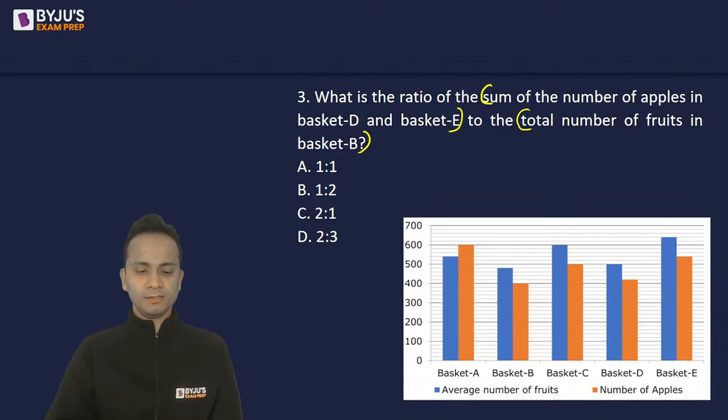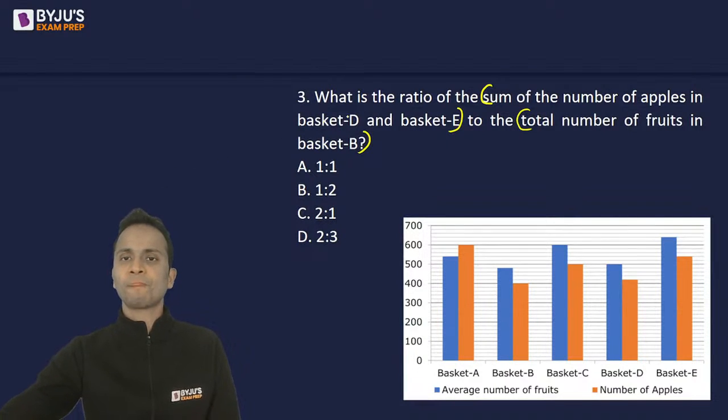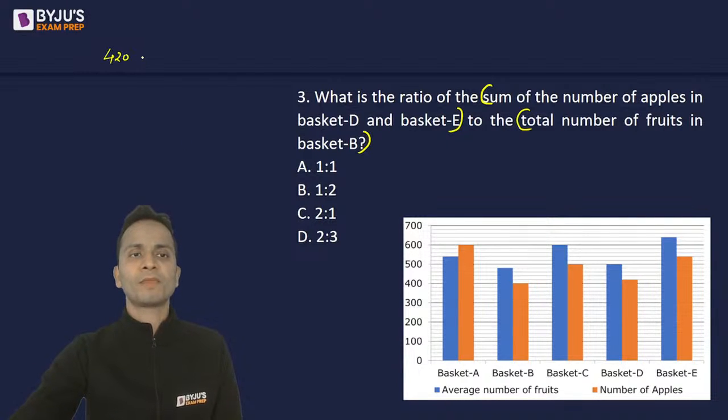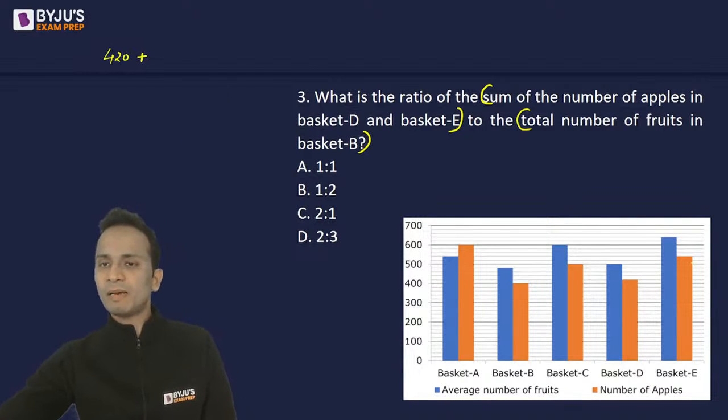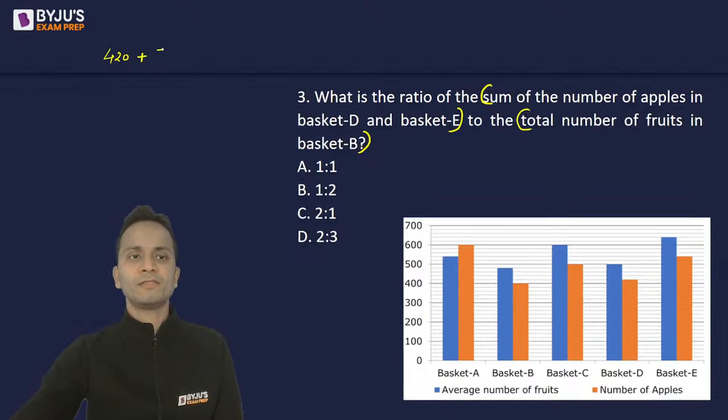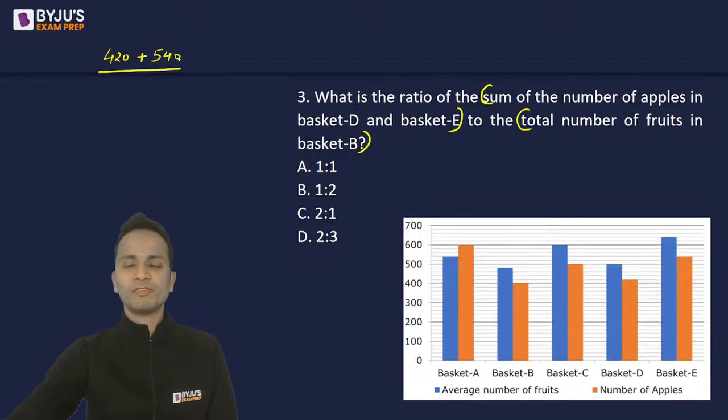Okay, Manal, चलिए चेक करते हैं. Now sum of number of apples in basket D and E. So basket D, number of apples is 420 and basket E, number of apples is 540. We have to calculate the ratio of the sum of these two numbers with the total number of fruits in basket B.